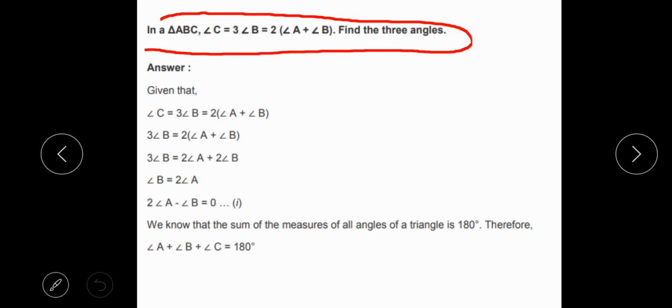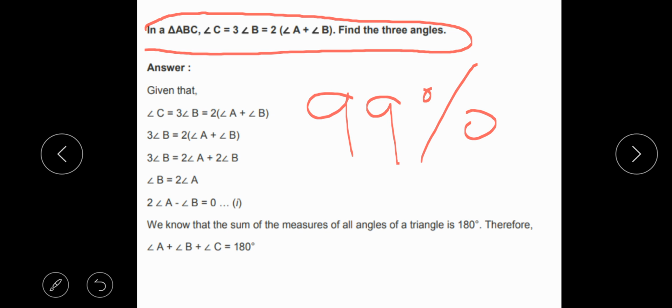This is very important, and this time it is 99% sure in the board exam for standard maths.